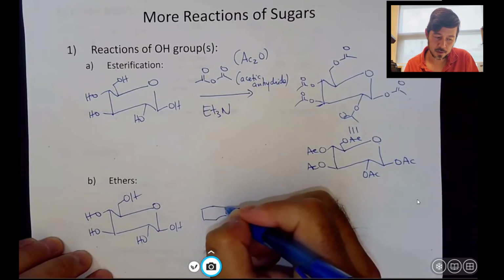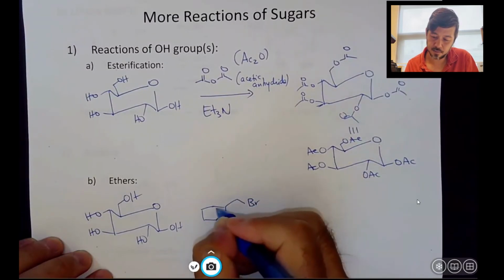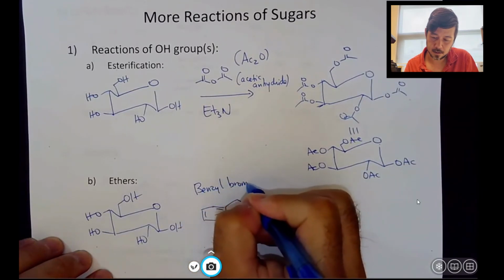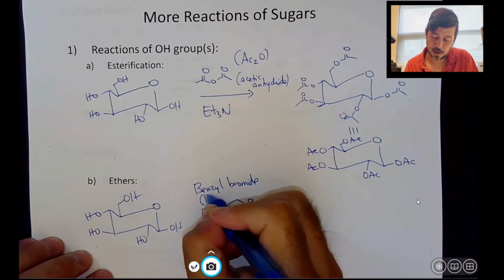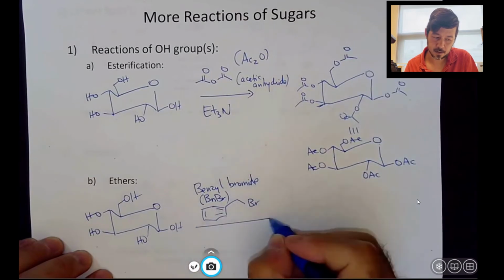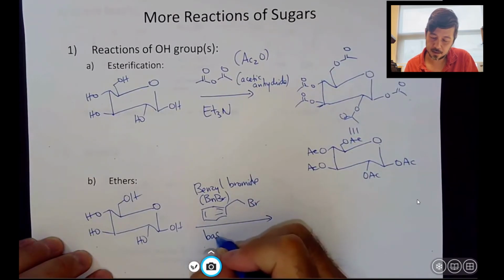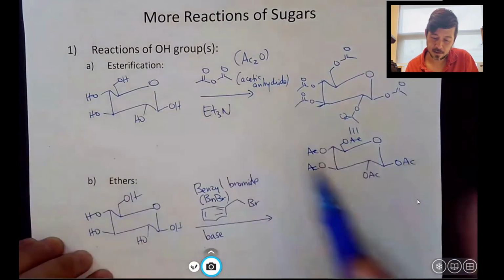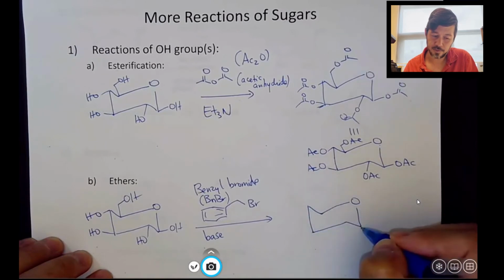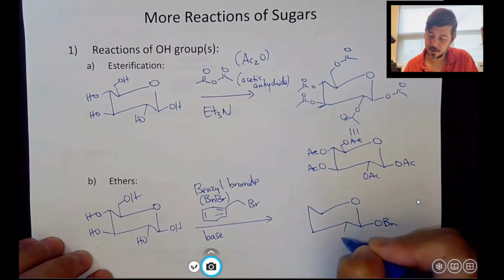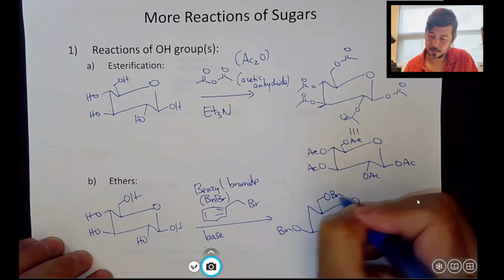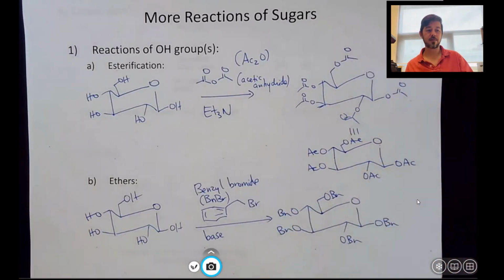If we take glucose and react this with something called benzyl bromide, abbreviated as BnBr, and you add some type of base, you will get complete coverage and benzylation at all those groups. The abbreviation for benzyl is Bn, as I just mentioned, so your product will look like this. So, two different protecting groups.